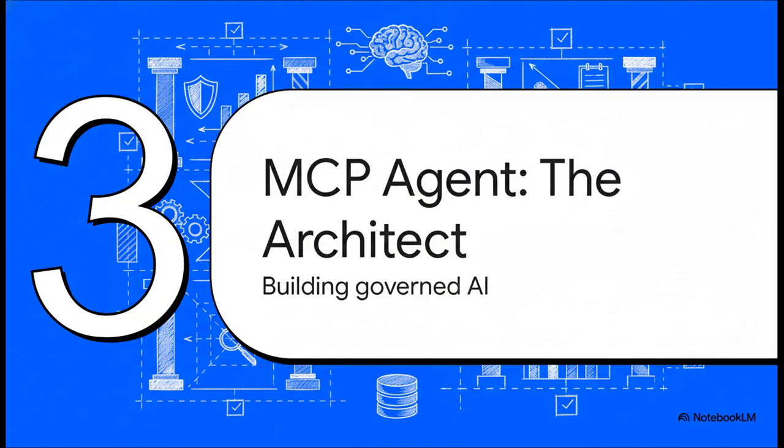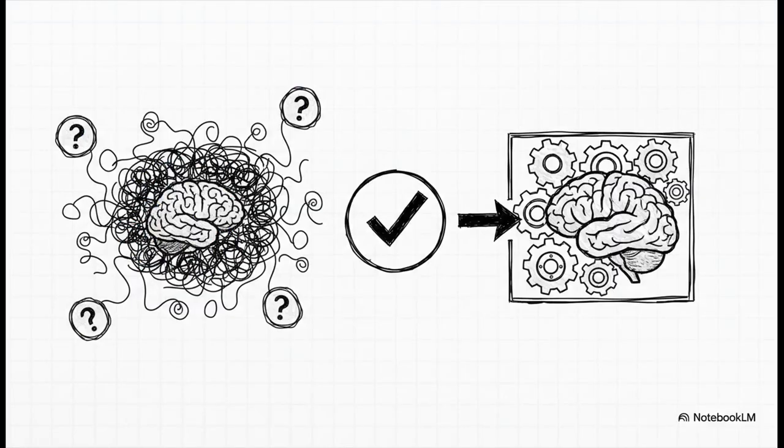Okay, let's switch gears and look at our second path. This is the MCP agent, and I call this one the architect's blueprint. This approach is all about building AI that is governed, scalable, and completely auditable, right from the very beginning. See, for enterprise-wide AI, especially stuff that's running in production, just letting an AI generate any SQL it wants, well, that can be a little risky.